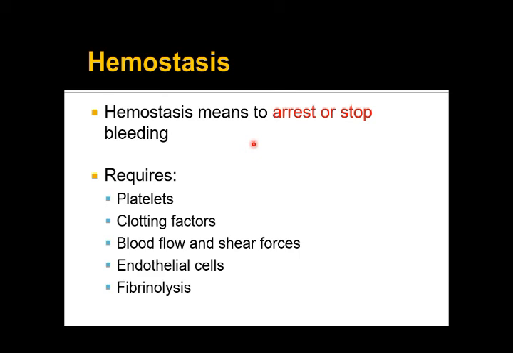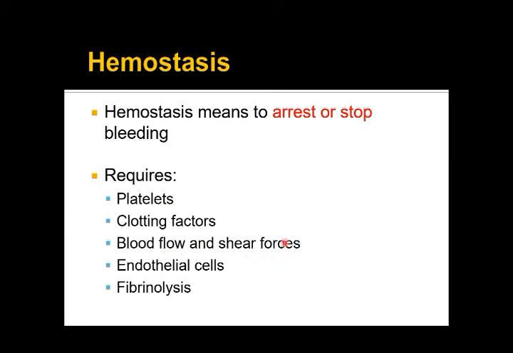And there are several requirements that are needed to have effective hemostasis. Number one, we need platelets, and we need enough platelets, and we need platelets that can become activated. And then we also need clotting factors, and these are proteins that are pre-made that participate in the formation of a clot. We also need adequate blood flow to the area to get platelets and clotting factors to the area that's bleeding.